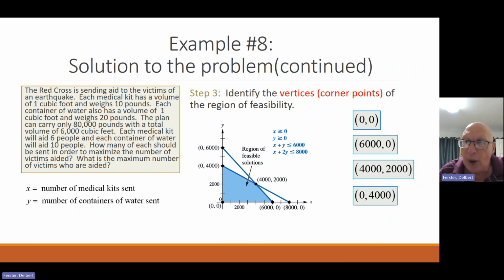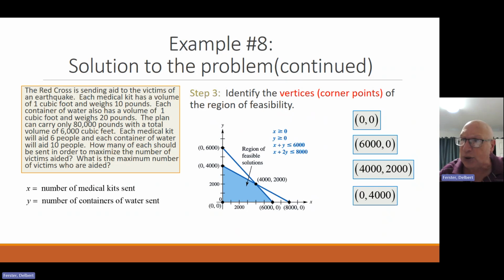And to finish our problem, what we will do is we'll take each of those ordered pairs one by one and plug them into our objective function. And we'll look at the value for how many victims we were able to aid.